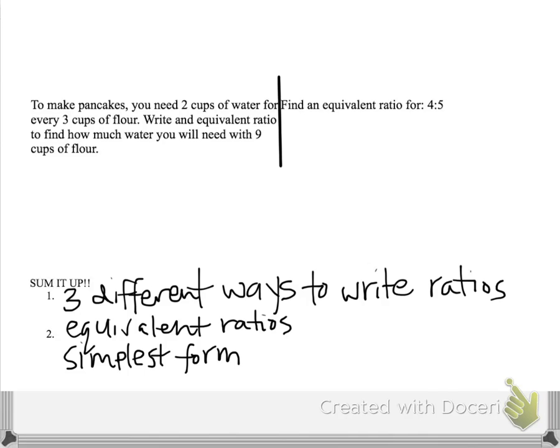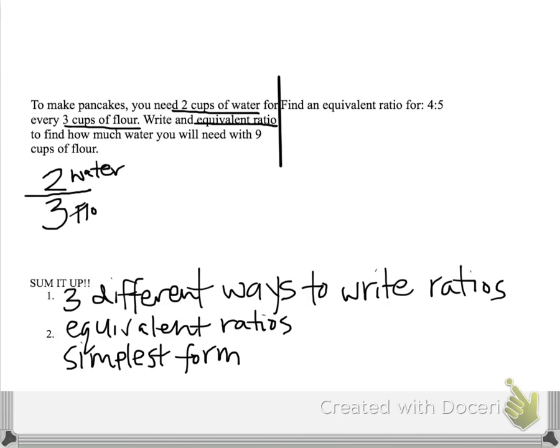And then I think I will walk through this pancake question up here just because this one's pretty important and you might need this to complete your homework. The question says to make pancakes you need 2 cups of water for every 3 cups of flour. So I'm comparing cups of water to cups of flour. So 2 cups of water compared to 3 cups of flour. Write an equivalent ratio, that's a word that we learned, to find how much water you'll need for 9 cups of flour.